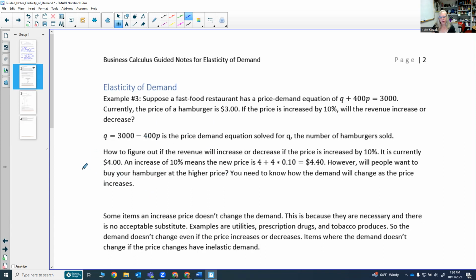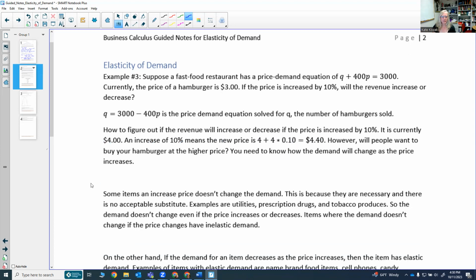It is currently at $4. An increase of 10% means the new price is 4 plus 4 times 0.10, which is $4.40. However, will people want to buy a hamburger at that higher price? You need to know how the demand will change as the price increases.